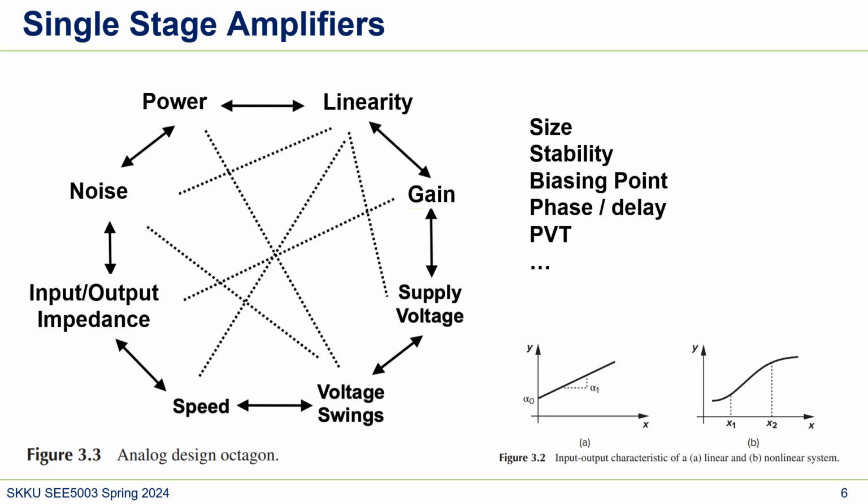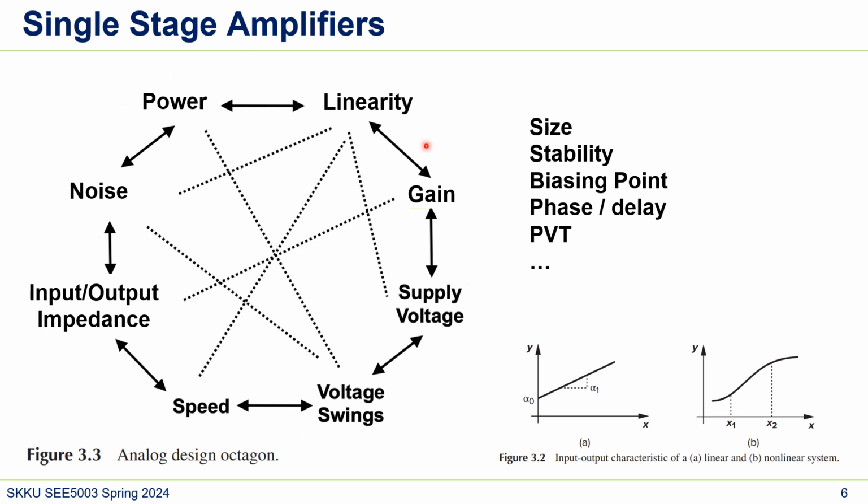We're going to learn about single stage amplifiers. I brought some figure from Razavi's book, the analog design octagon. As I said in the previous slide, an amplifier is a buffer. We want to get a small amplitude signal, and then we want to amplify. Sometimes an amplifier has less than one gain, but anyway. So an amplifier is a buffer, and when we design an amplifier, we have to think about a lot of trade-offs.